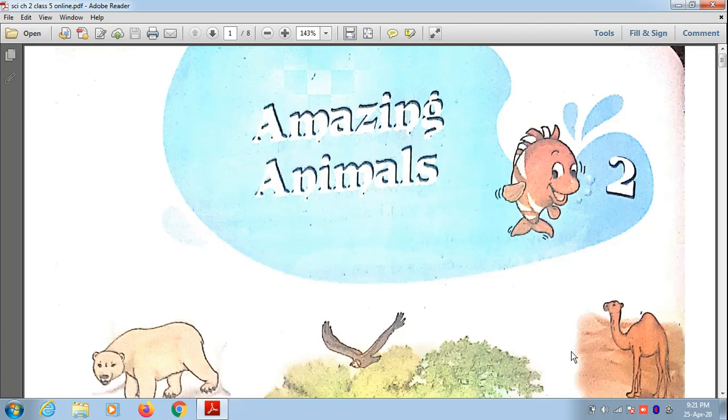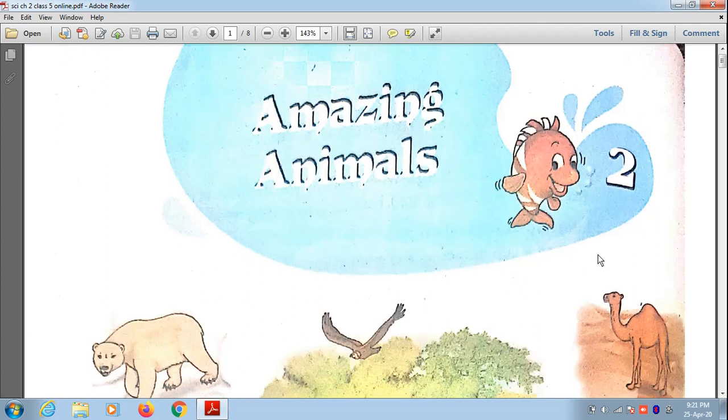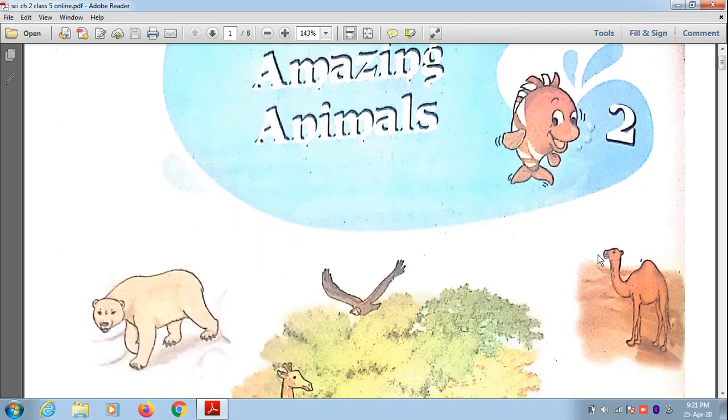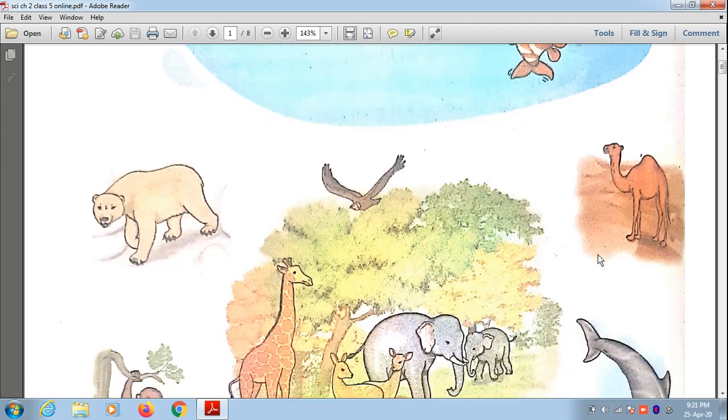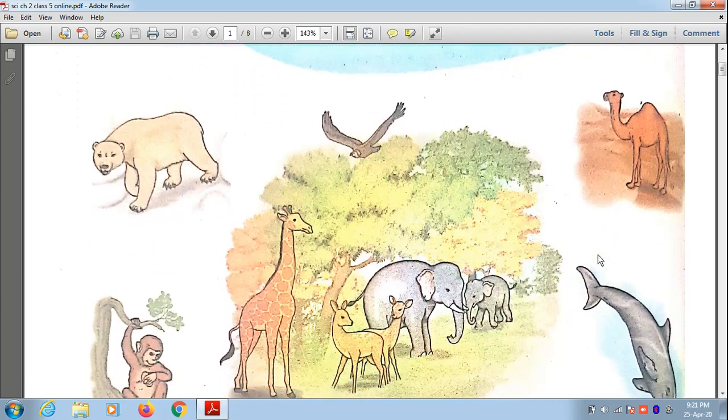I hope you all have finished your previous work in science, and today we'll be starting a new chapter which says amazing animals. You can see these beautiful pictures on the screen, right, of different kinds of animals. A bear, a bird, camel, elephants. They're just looking wonderful, right?